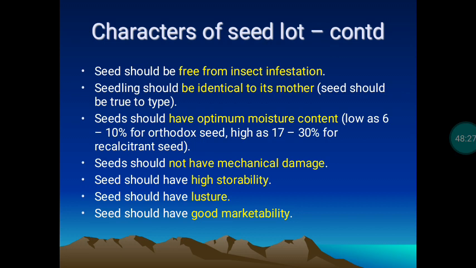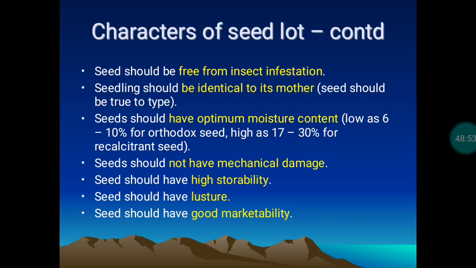In the case of orthodox seeds, you can go for reduction of the moisture content as much as possible. You can reduce the moisture content to the level of 6 to 10%, because orthodox seed is desiccation tolerant. Every 1% reduction in the moisture content, the storage life gets doubled. Some thumb rules are there. This and all we can discuss in depth in the seed storage section.